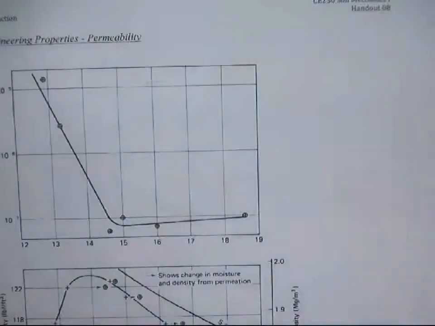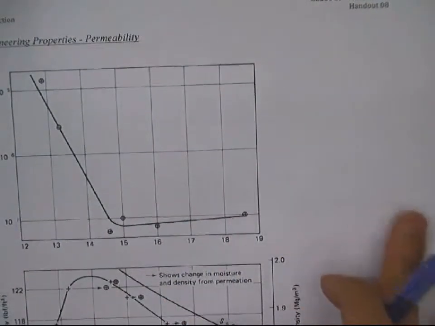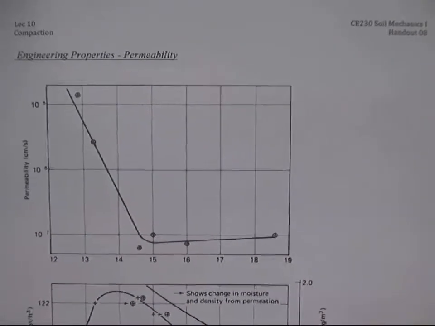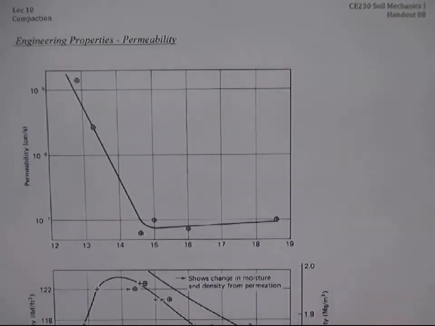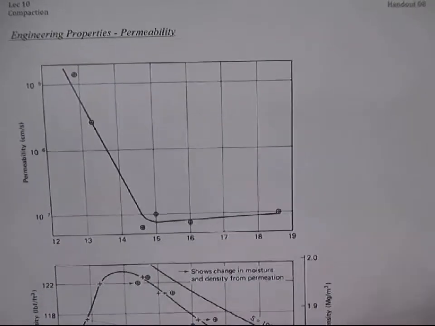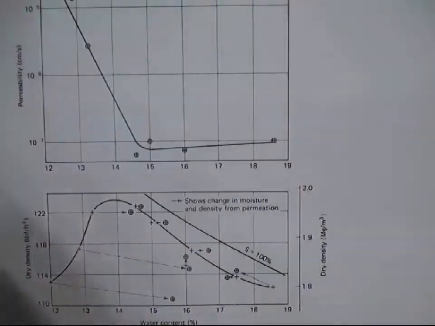Let's move on. From now on, we're going to talk about the engineering properties and the effect of the compaction. The engineering property of the soil can change depending on whether you compact it on the dry side of the optimum or the wet side of the optimum. So you can use that characteristic for your structure. Okay? Let's look at the bottom figure first.